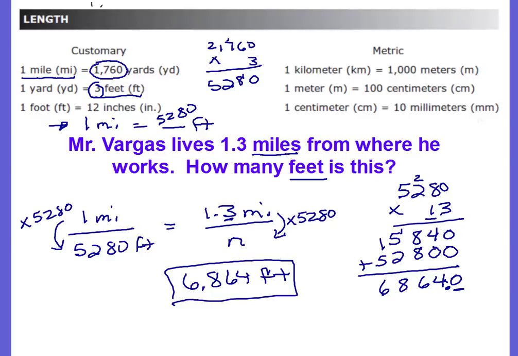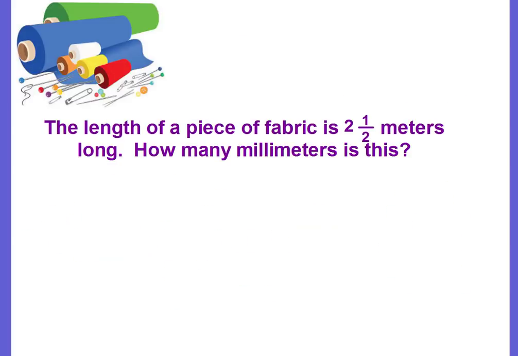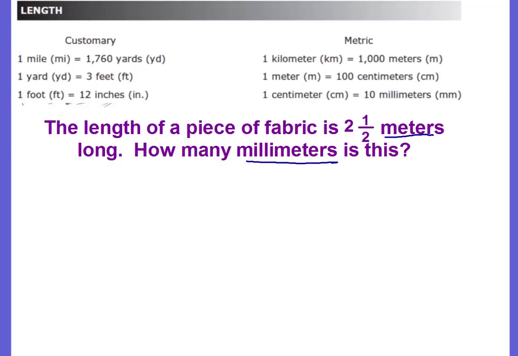So let's try another one. The length of a piece of fabric is 2.5 meters long. How many millimeters is this? So what are the measurements that we're comparing? Meters and millimeters. So look at your reference chart. And this is in the metric system. So our meters right here.